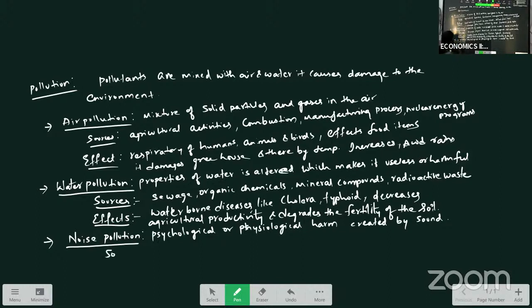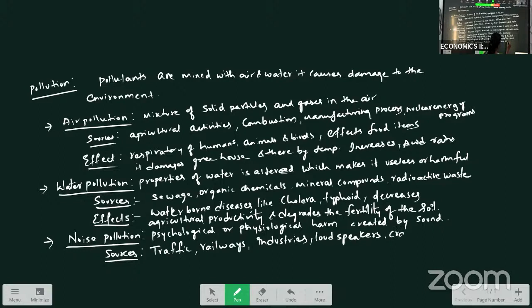So here you see the sources. How is noise pollution caused? Noise pollution is caused by traffic, railways. Near traffic signals, we can see huge noise, right? Railways, industries, loudspeakers, crackers. So these are the various sources of this noise pollution.